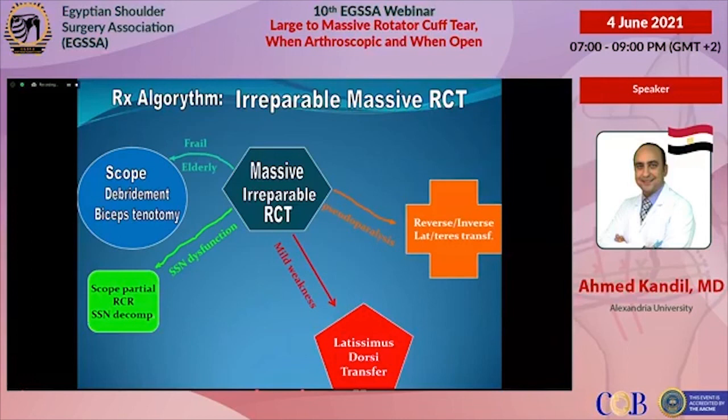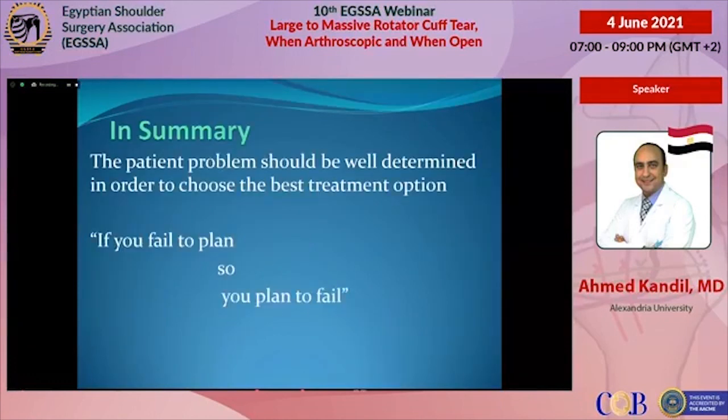So, in case of irreparable rotator cuff tear, we have different options. Either we do scope debridement and biceps tenotomy, or in case of suprascapular nerve dysfunction, we may do partial repair and suprascapular nerve decompression. Or we may do latissimus dorsi transfer or pec major transfer according to the torn tendon. And lastly, the reverse shoulder arthroplasty, which may be very helpful in such a case. So for conclusion, the patient problem should be well determined in order to choose the best treatment option, because if you fail to plan, you plan to fail.